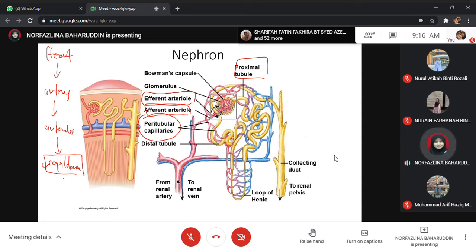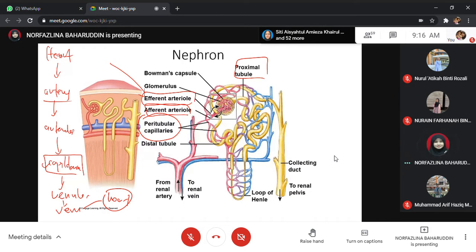Okay, and then after capillaries dia pergi pula kepada venules, veins, and back to heart. Pump lagi kan. So kalau you tengok dekat sini, afferent arteriole, maksudnya dia receive blood from artery. Kalau saya tanya artery jenis apa? Renal artery. Yang lebih spesifik, renal artery. Heart pumps blood to renal artery and dia akan masuk through afferent arteriole, dan keluar melalui efferent arteriole.